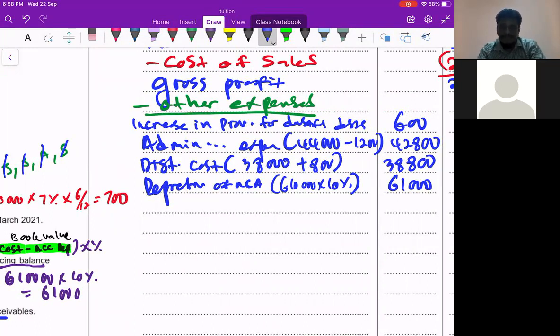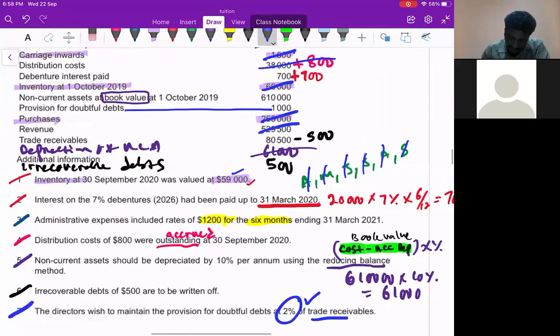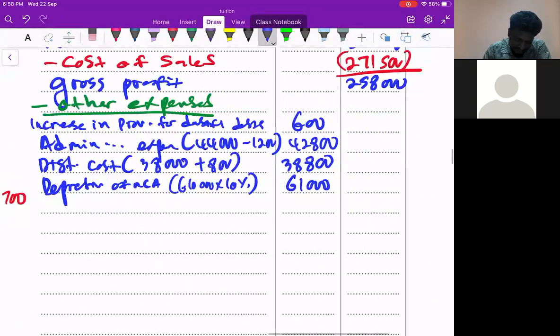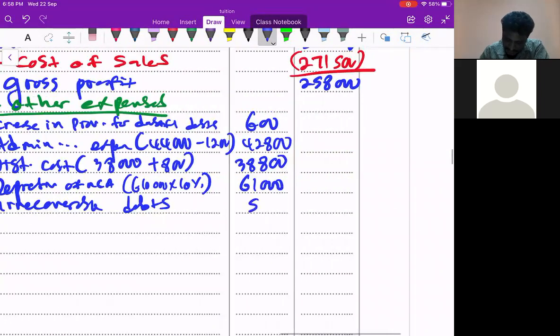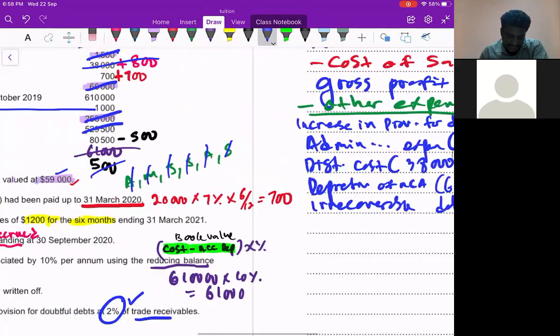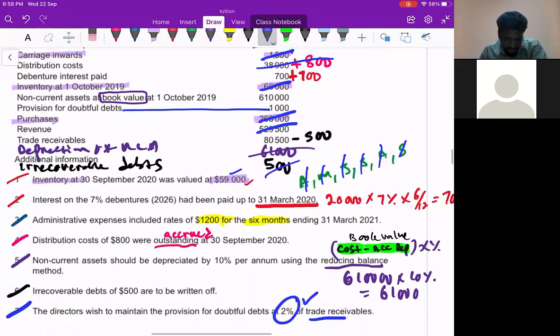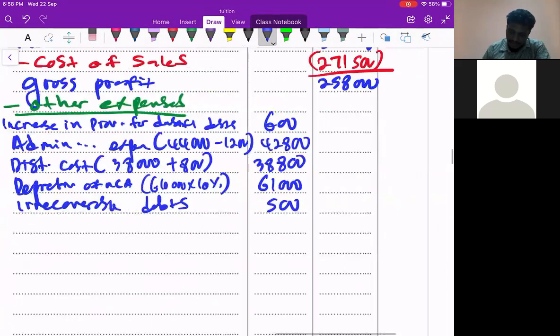Okay, next one. Irrecoverable debt, 500. Irrecoverable debt is how much? 500. Okay, do you see any other expenses other than finance costs? No, that's it. So we total up this.